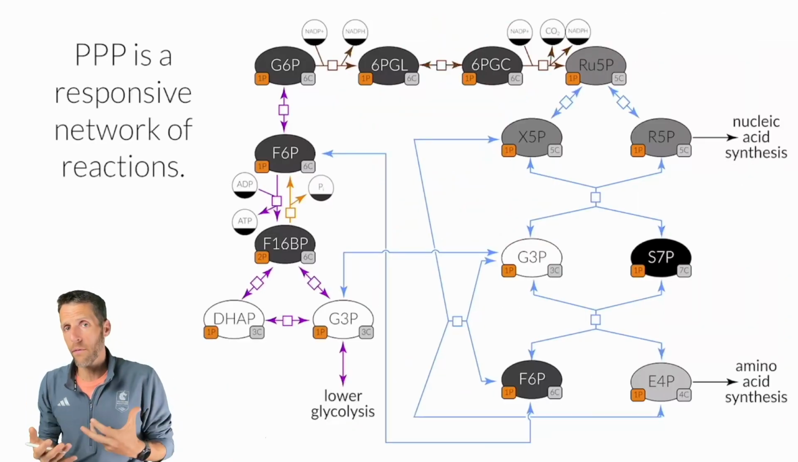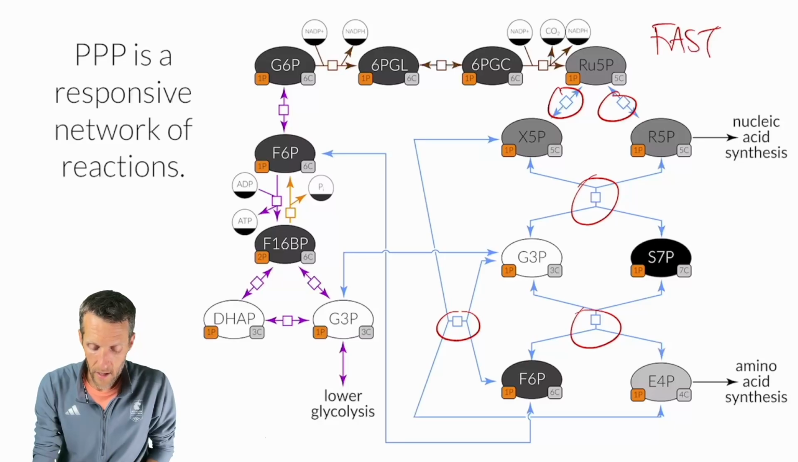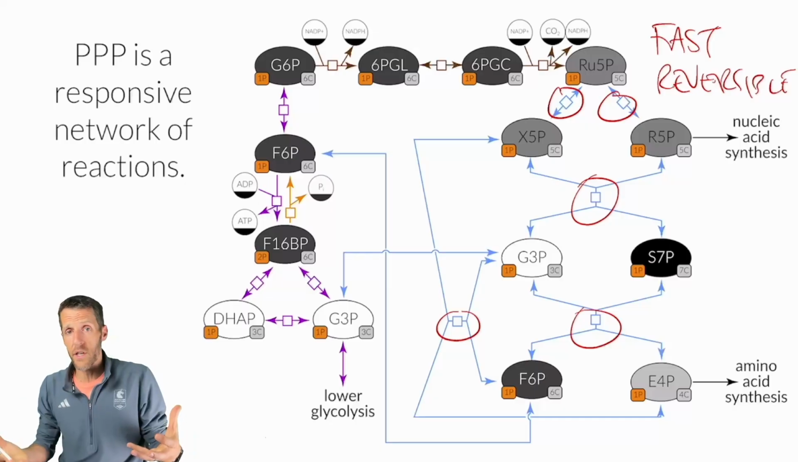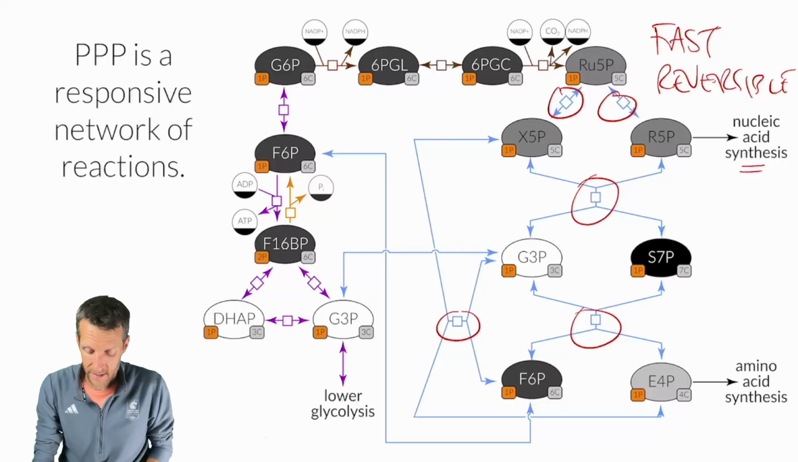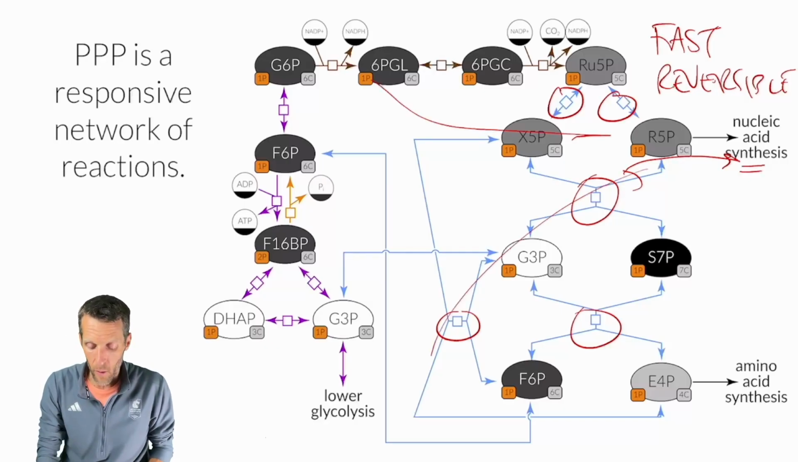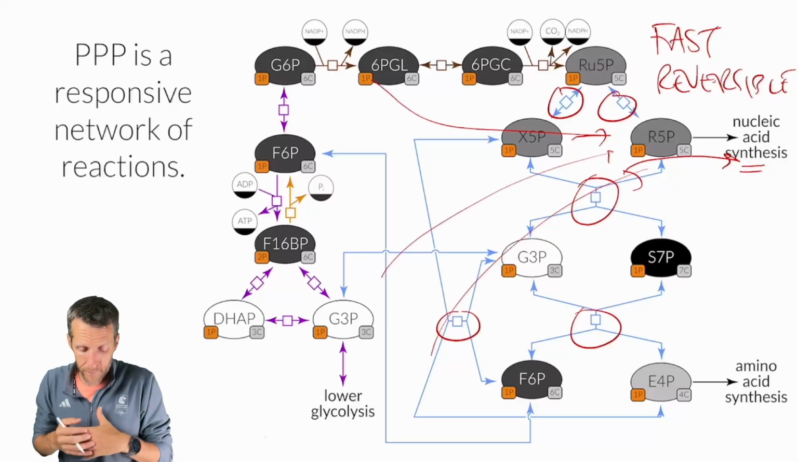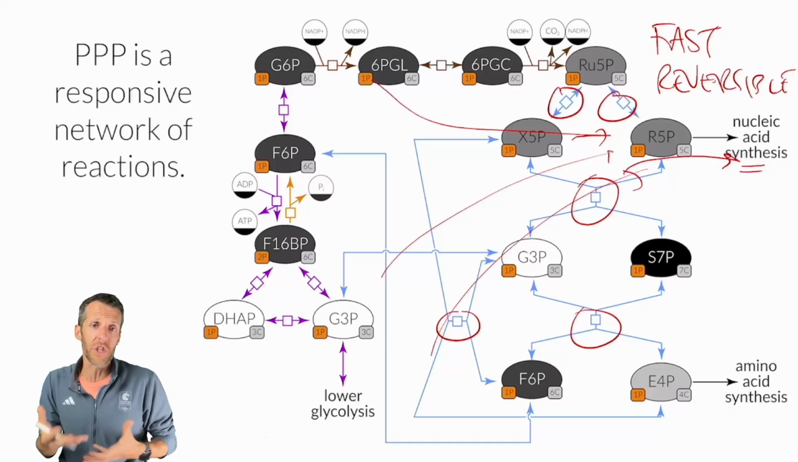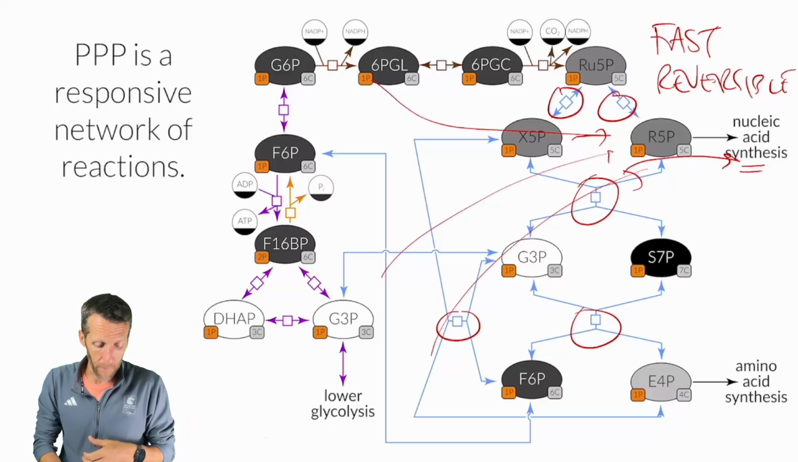It's a responsive network of reactions. What that means is that all of these reactions here are fast and reversible. So as you change the concentrations of these molecules, because of, let's say you're doing a lot of nucleic acid synthesis, and that means you're depleting Ru5P, the whole network will respond by molecules flowing towards Ru5P. Because everything's fast, it can just respond and quickly go that way. This makes it an extraordinarily flexible little machine inside of metabolism when we have different metabolic needs that we're approaching.